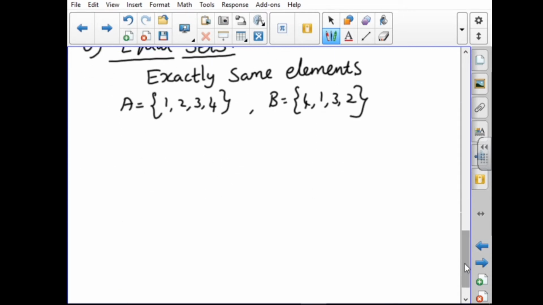You should know the difference between the equivalent set and equal set. Equivalent set means the number of elements should be equal. Elements may be different. For equal sets, the elements should be equal for both sets. Okay. Then next one, seventh one, universal set.